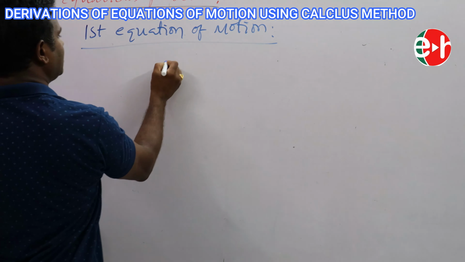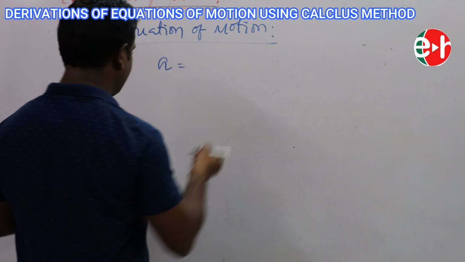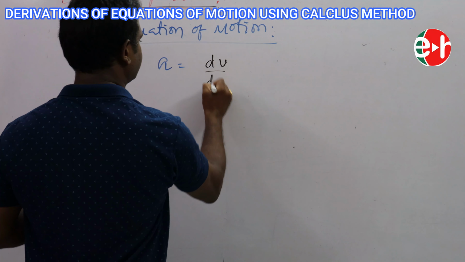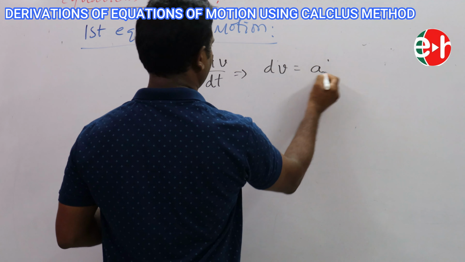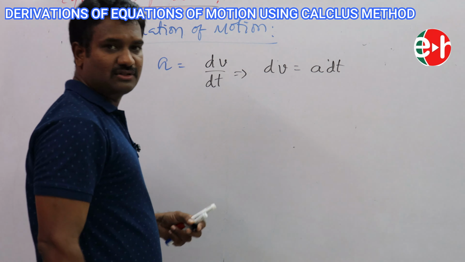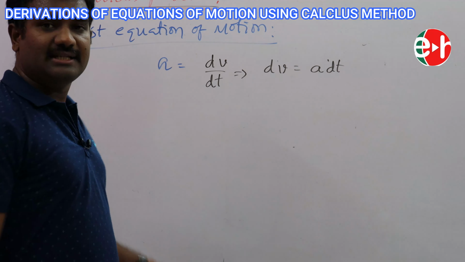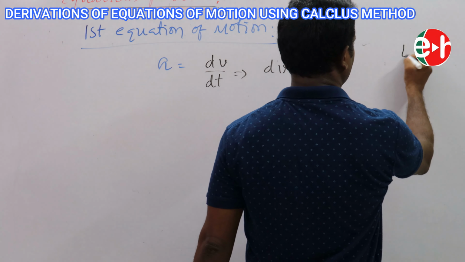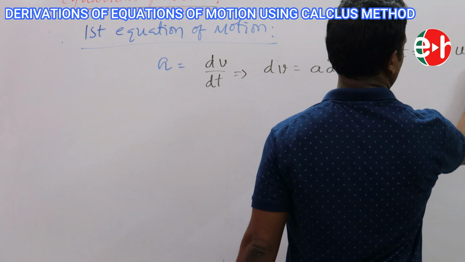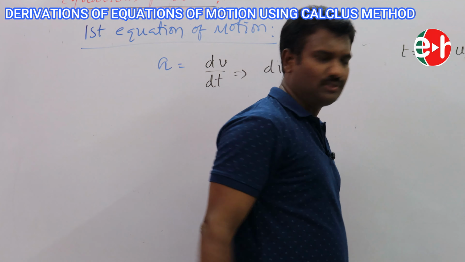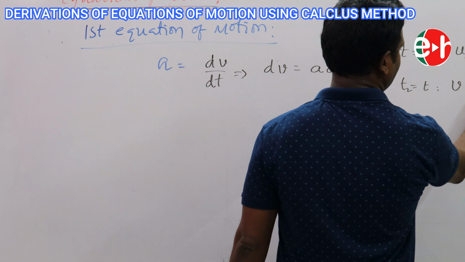As you know, acceleration a is equal to the rate of change of velocity. a can be written as dv by dt. That implies I can write dv is equal to a times dt. Let us apply the limits. Say at time t equal to 0, the body has some initial velocity u. After some time t, the final velocity is said to be v.